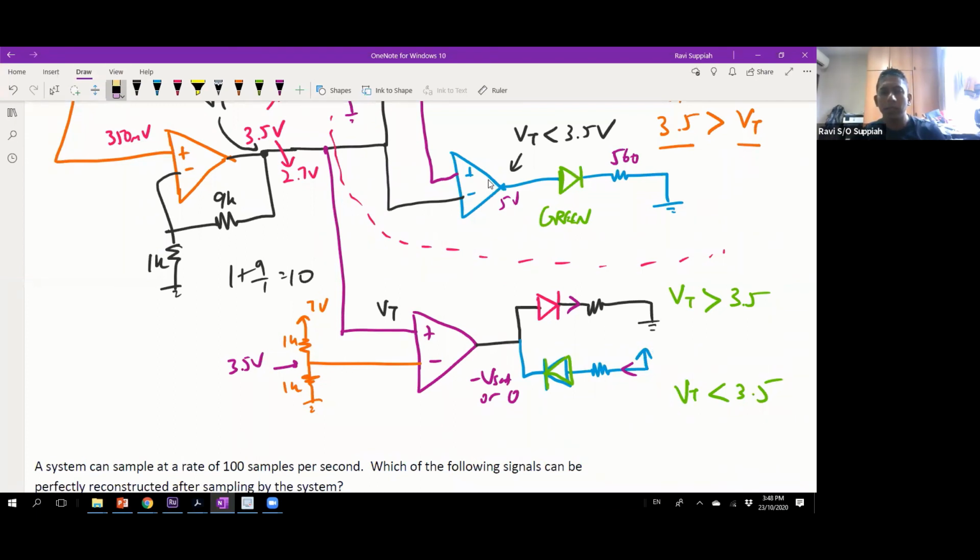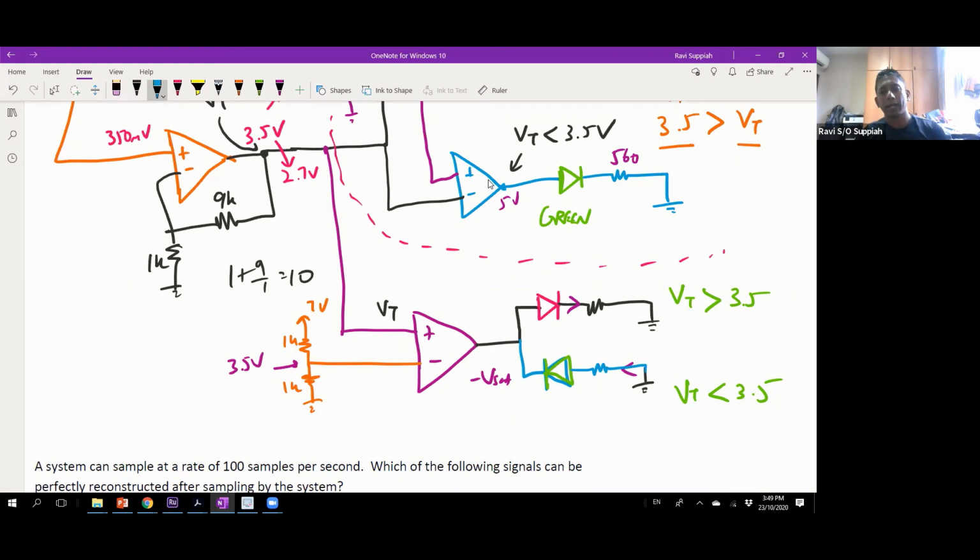Okay, so wait, let me. Yeah. So sorry. So for this to work, this should be negative V set, and this should be ground. Okay, so let me redraw this part here.